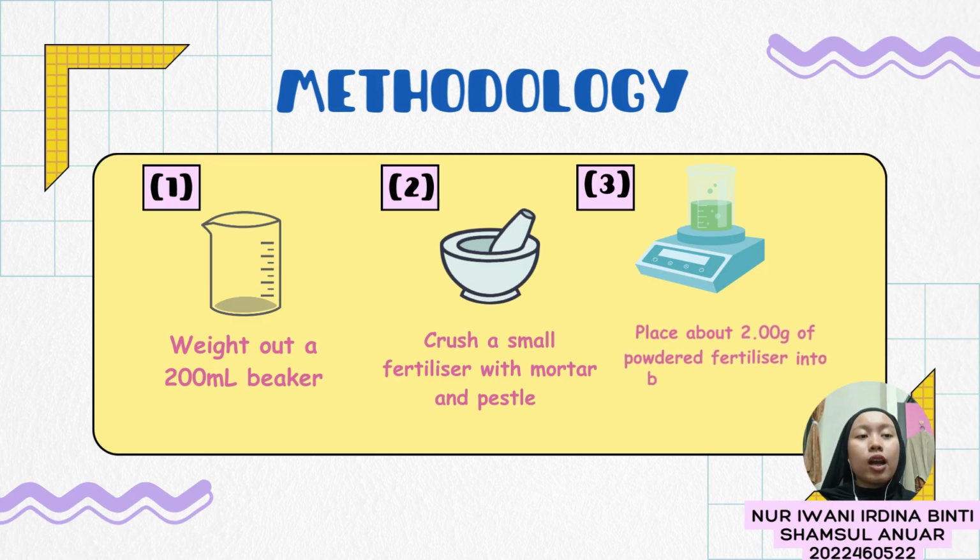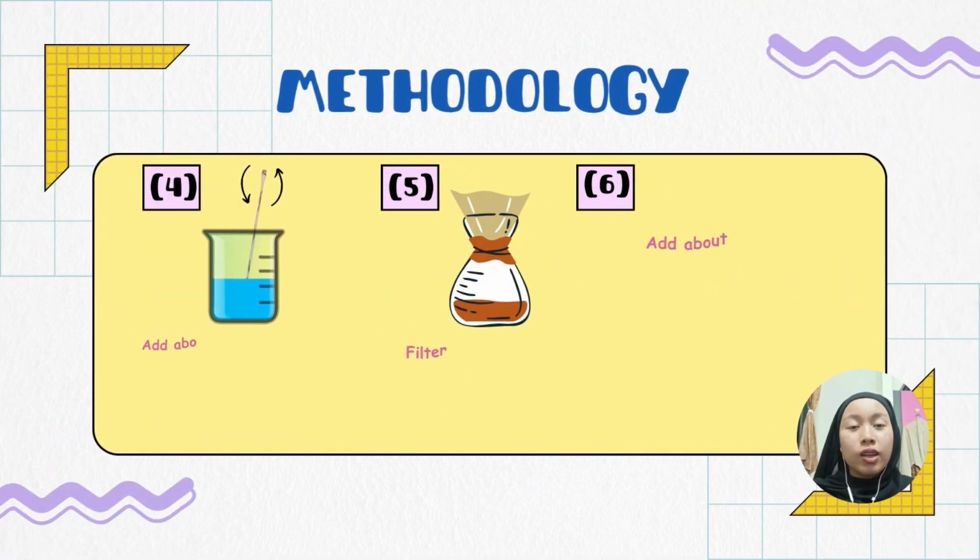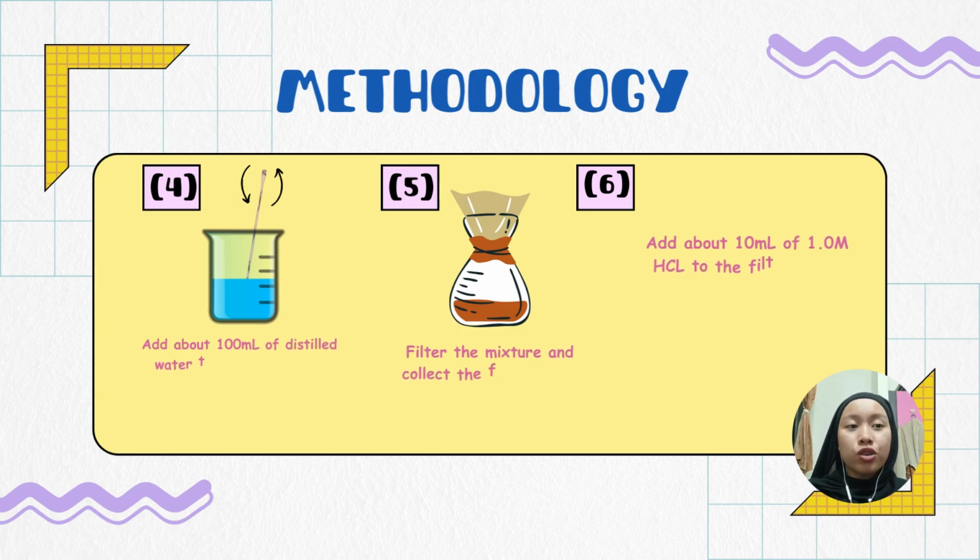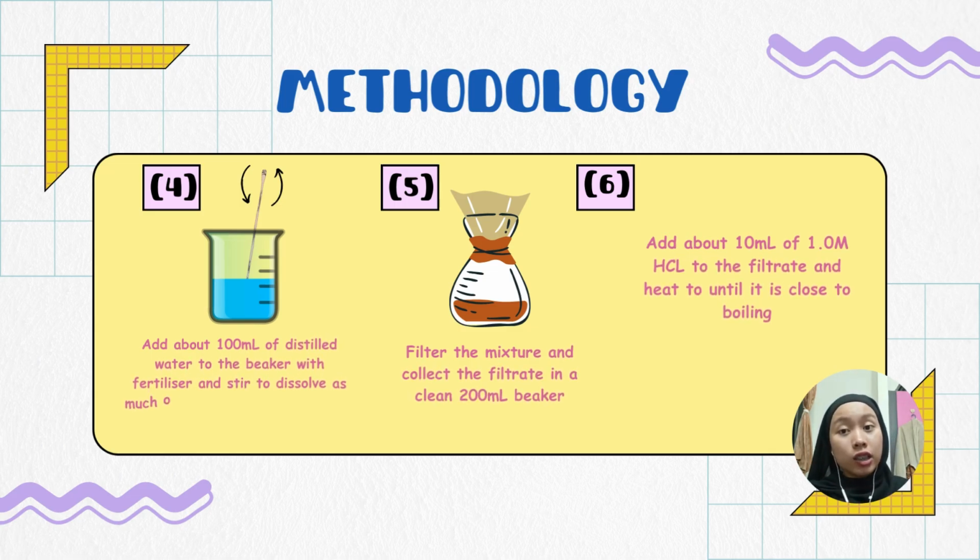First, we take a 200 ml beaker. Then we crush a small amount of fertilizer with a mortar and pestle. Then we place about 2 grams of powdered fertilizer into the beaker and weigh accurately. Next, we add about 100 ml of distilled water to the beaker with fertilizer and stir to dissolve as much of the fertilizer as possible. In step 5, we filter the mixture and collect the filtrate in a clean 200 ml beaker.